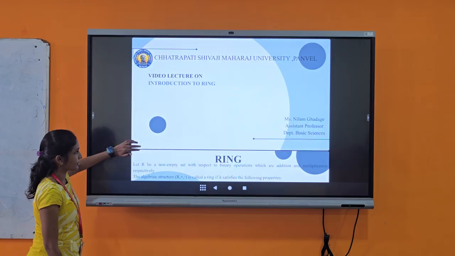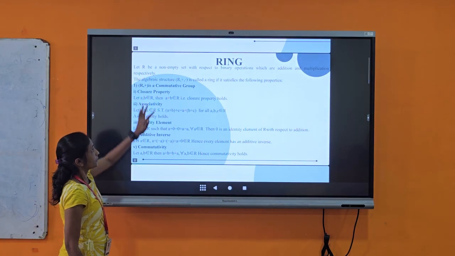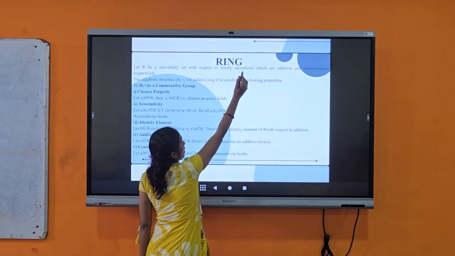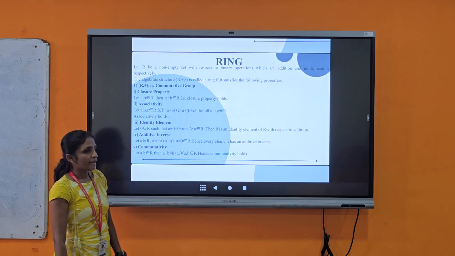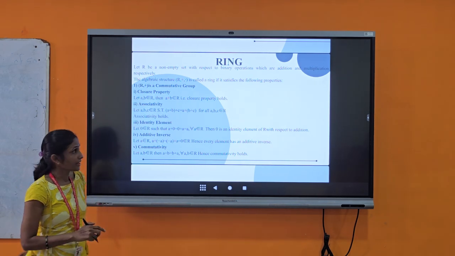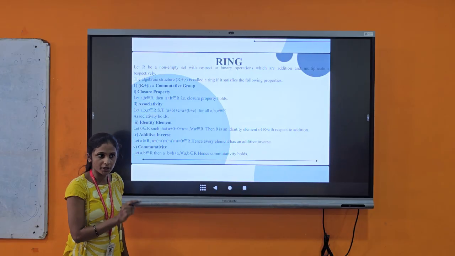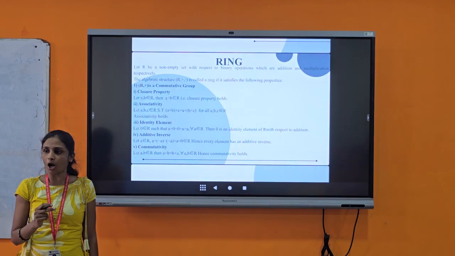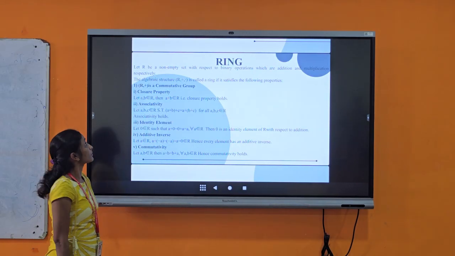So let us discuss the ring. First of all, we will see what is binary operation and then we will start with ring. Binary operation means if we take any two elements from any set and apply the operation on those two elements, we will get the next element as an output from that same set.